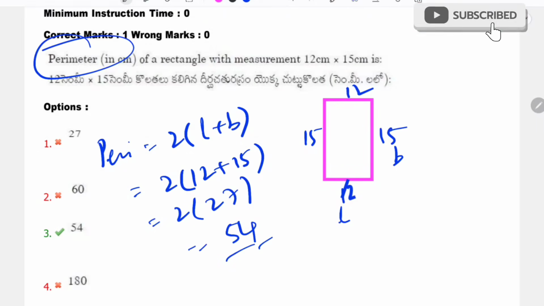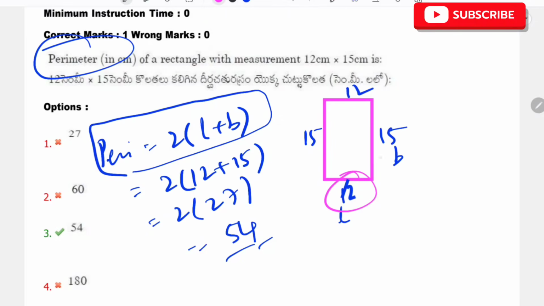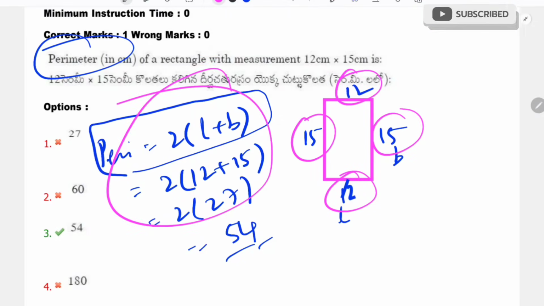So perimeter, if someone is not remembering the formula, perimeter just means add all the sides. 12 plus 15 plus 12 plus 15, you get 54 only. No need to do all this formula also. If someone is not remembering the formula, then to find the perimeter of the rectangle or perimeter of a triangle or perimeter of the square, you just have to add all the sides to get the perimeter.